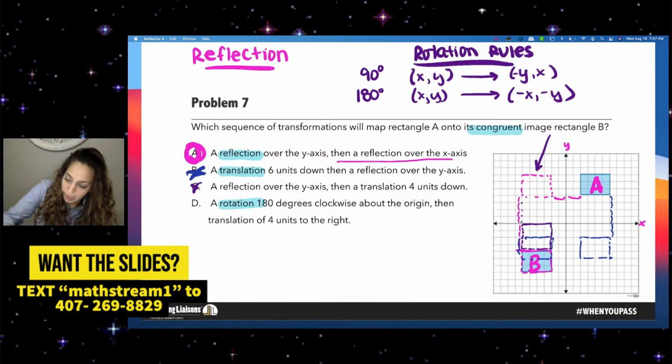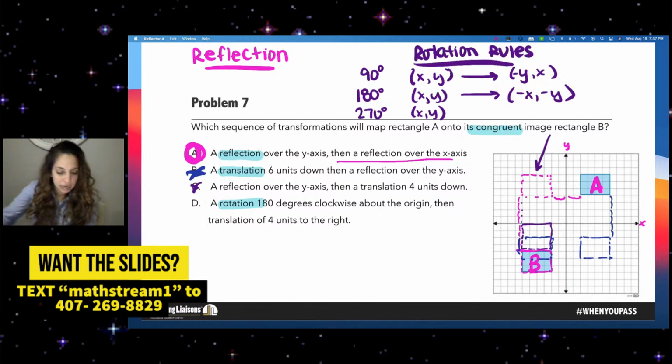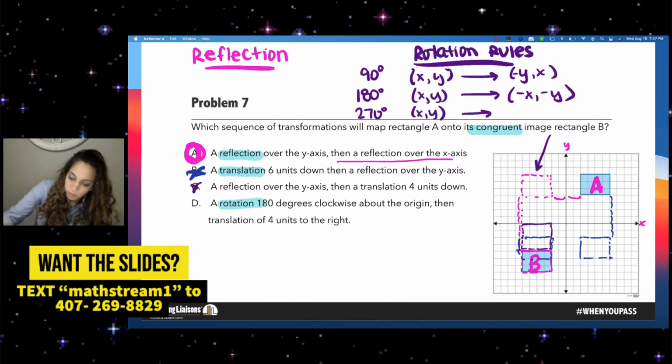If I had an X comma Y, I see your question, Elisa, and I will go ahead and answer that here in a minute. If I have an X comma Y, and I rotate it 270 degrees about the origin, which is just 90 plus 90 plus 90, it becomes Y comma negative X.